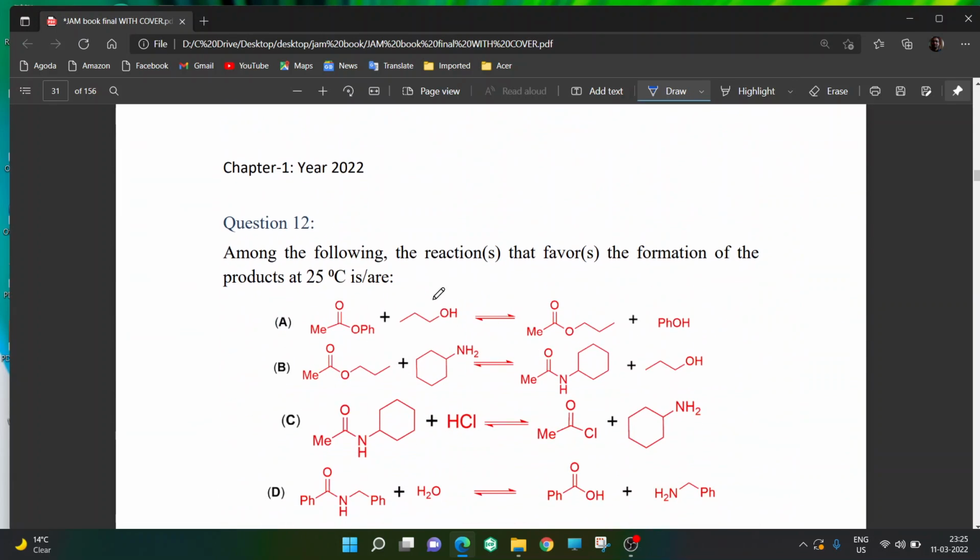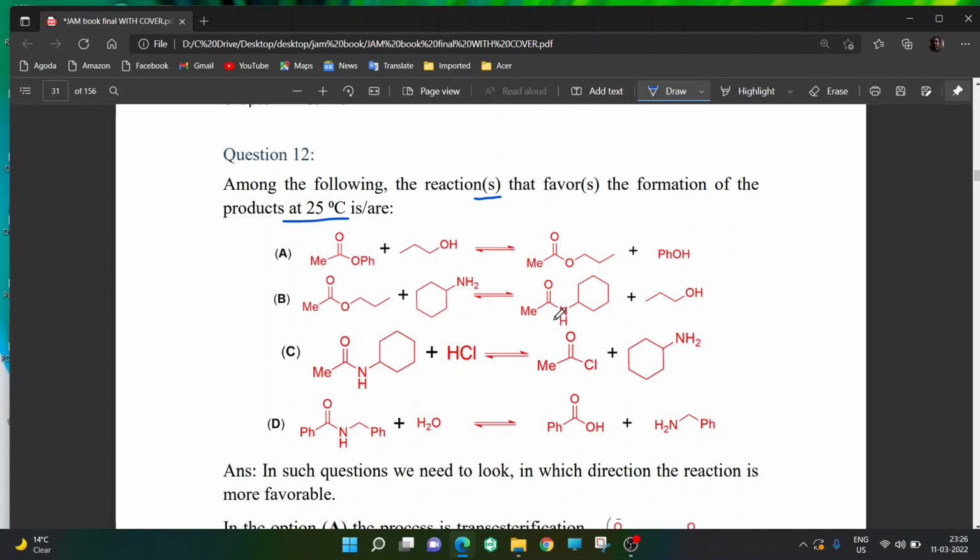The next question says, among the following compounds, the reaction or reactions that favor the formation of product at 25 degrees Celsius is or are. So all 4 of them are equilibrium reactions. So basically what we are expected to see is which favors the forward reaction and which favors the backward reaction. Because it's tough to say which will be favorable at 25 degrees Celsius unless you do a reaction and find out.